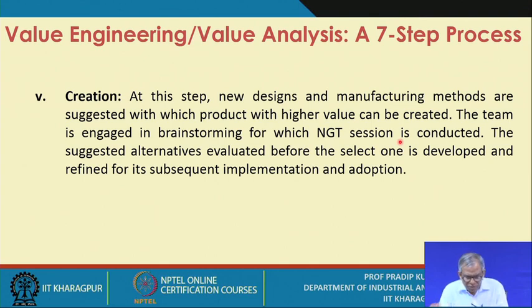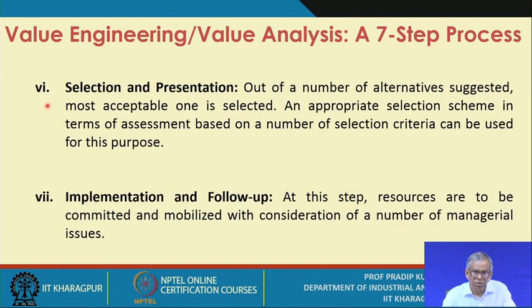The suggested alternatives are evaluated before the selected one is developed and refined for its subsequent implementation and adoption. At the sixth step, you go for selection and presentation. Out of a number of alternatives suggested, the most acceptable one is selected. Usually what happens is that through the NGT session, from the team members, you get different alternatives for the same product. Now out of all these alternatives, you have to select one.